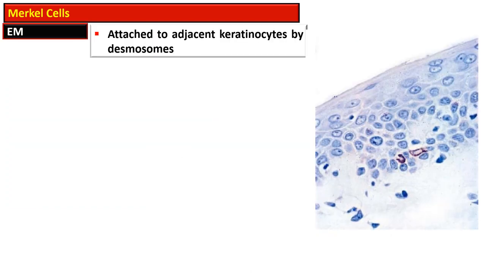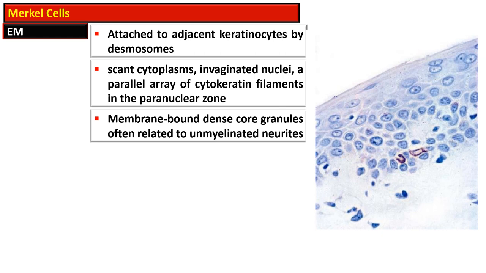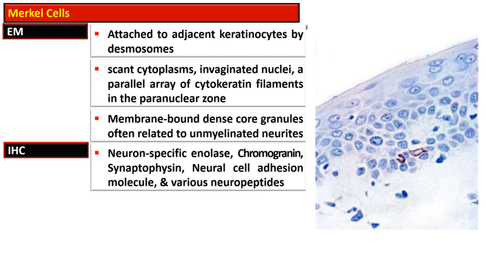On electron microscopy, the Merkel cells are attached to the adjacent keratinocytes by desmosomes. There is presence of scant cytoplasm, invaginated nuclei, and a parallel array of cytokeratin filaments in the paranuclear zone. Membrane-bound dense core granules often related to unmyelinated neurites are also present.